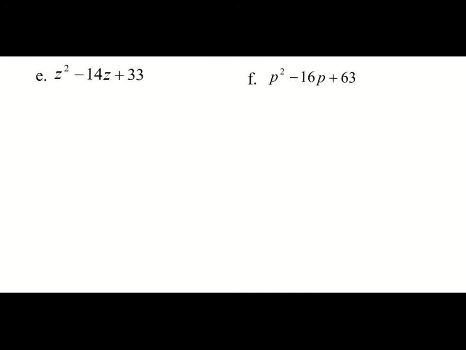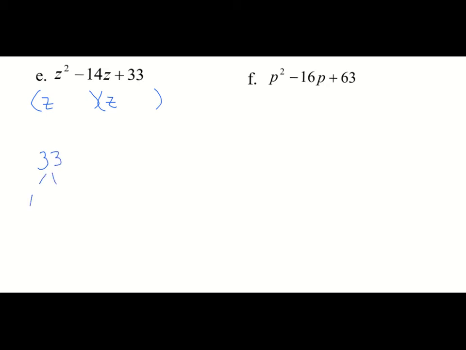Okay, so now here we're looking at E. We have z squared minus 14z plus 33. There's no GCF to pull out, so I know I'm going to have a z and a z. Now I need to make 33. I need a positive 33.